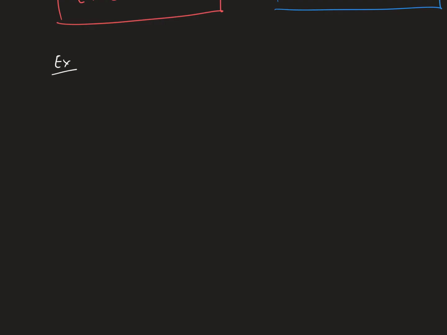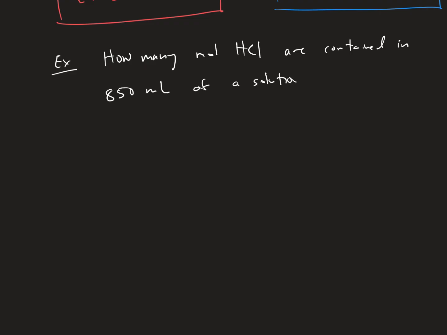So first example, I'll write it out because I know that makes it easier for you. It helps us to know how to do these problems. How many moles of HCl are contained in 850 milliliters of a solution with a pH of 3.2? How many moles of HCl are contained in 850 milliliters of a solution with a pH of 3.2?